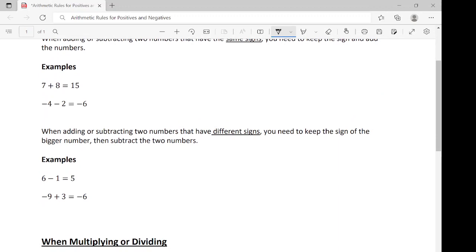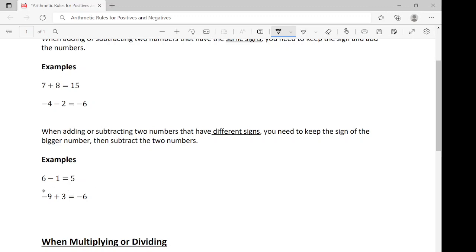Now, when you're adding or subtracting two numbers that have different signs, you need to keep the sign of the bigger number and then subtract the two numbers together. So if we have positive 6 minus 1, 6 is positive, 1 is negative, so the bigger number, 6, we're going to use its sign. So it's going to be a positive here, and then 6 minus 1 is going to be 5.